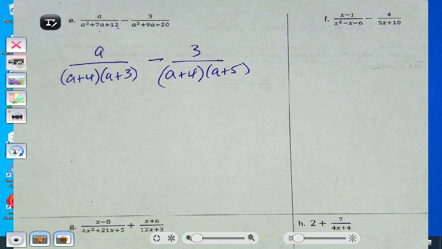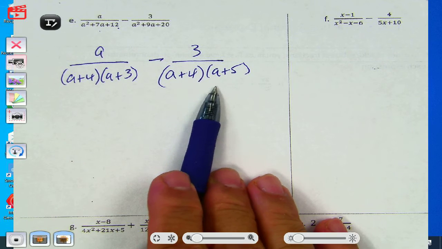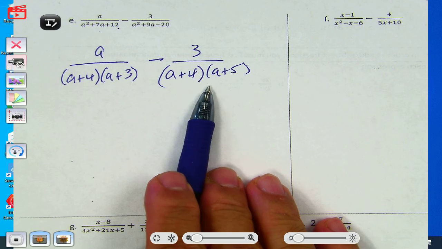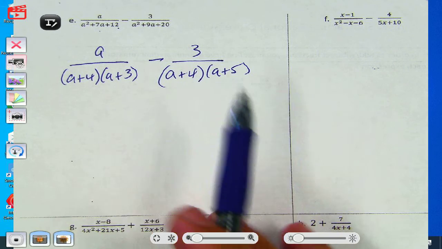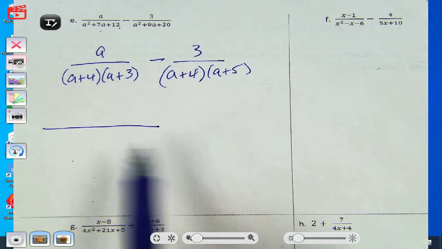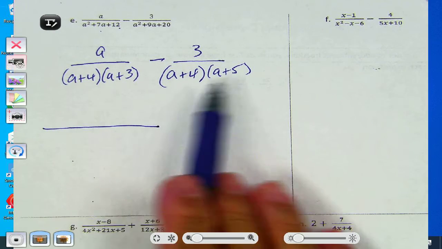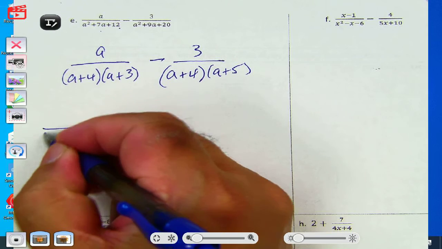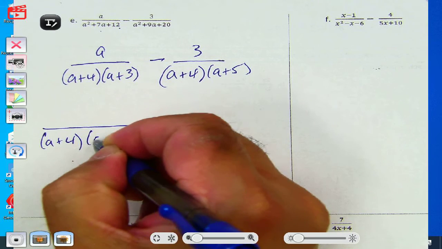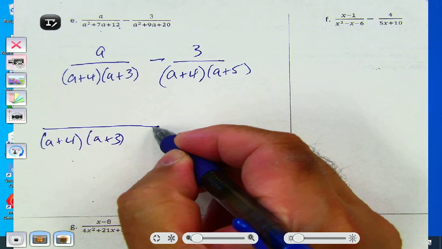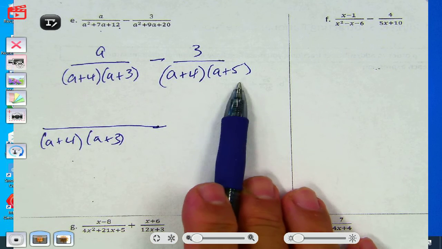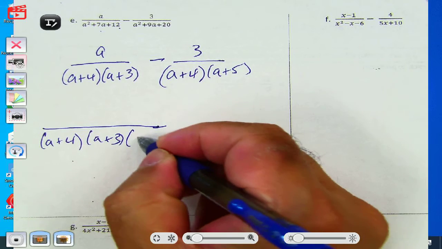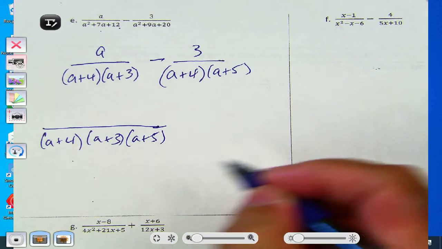Alright. Now, what's the least common denominator? A plus 4 is a common factor. The least common denominator has to include all the different factors. So it's going to be a plus 4 and a plus 3 from the first fraction. There's an a plus 4 over here. The different one is a plus 5. So the common denominator includes all three factors.